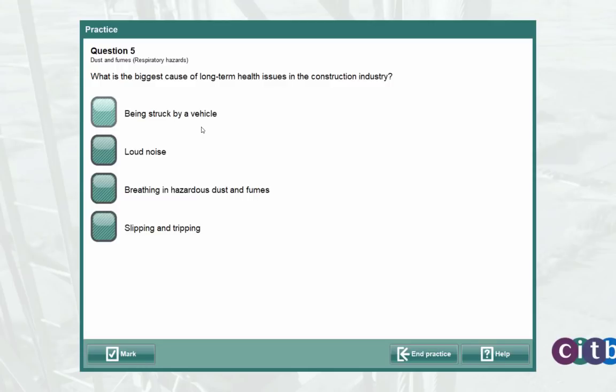What is the biggest cause of long-term health issues in the construction industry? Being struck by a vehicle. Loud noise. Breathing in hazardous dust and fumes. Slipping and tripping.